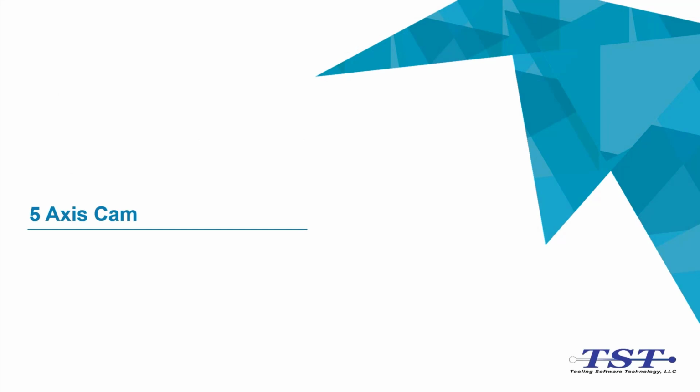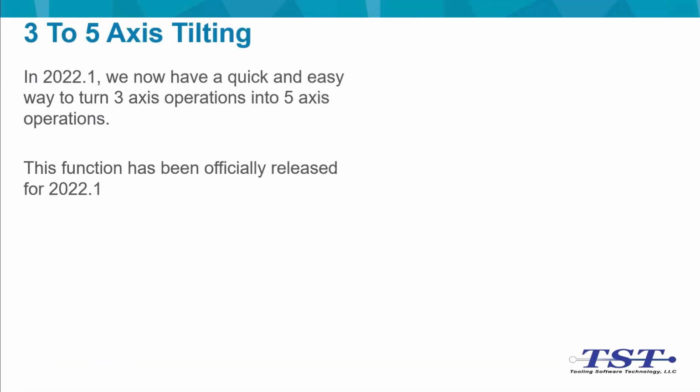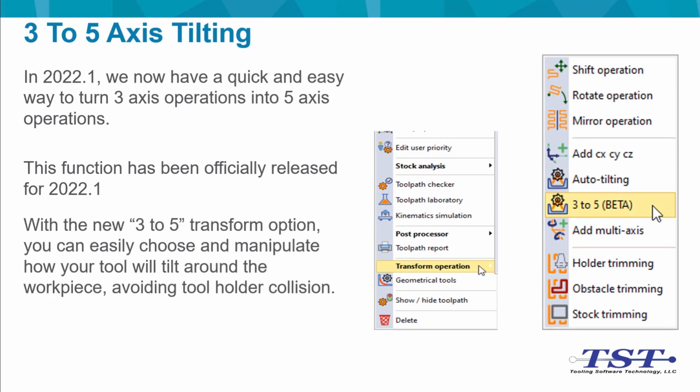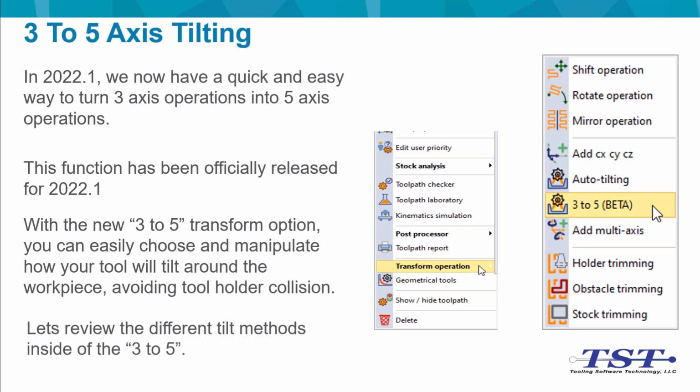Let's get into 5-axis CAM. Now we have an inclusion of 3 to 5 axis tilting. This has been officially released in 2022.1, and it will allow the user to take operations that are built in a 3-axis fashion and add a 5-axis tilt very easily. This will be absolutely huge for 5-axis machinists. Let's take a look at the different tilt methods that are in 3 to 5.